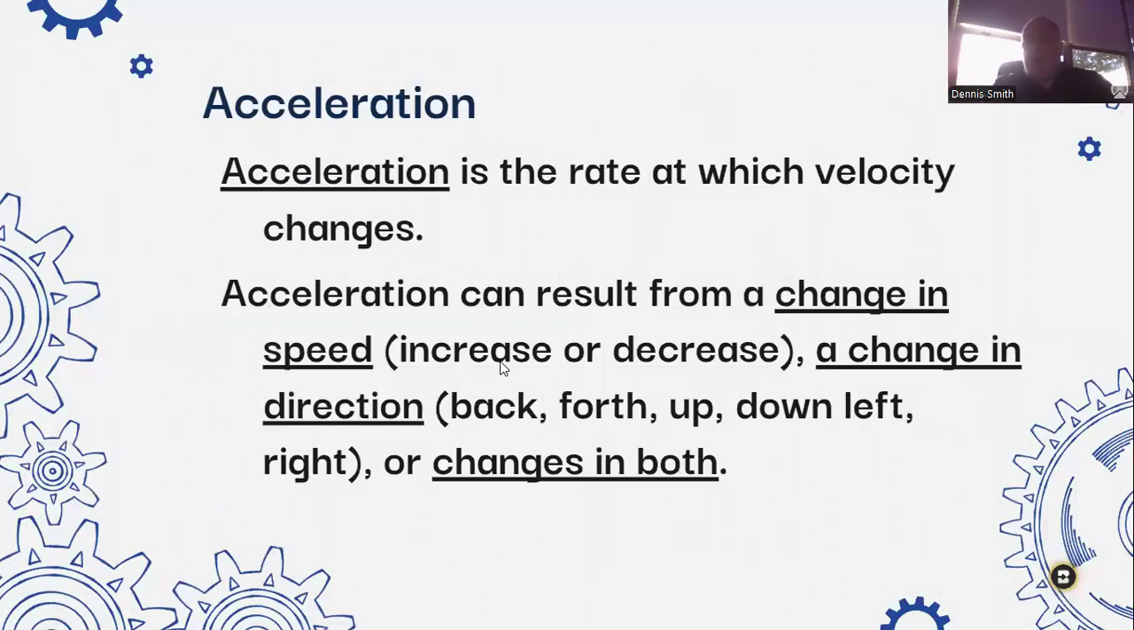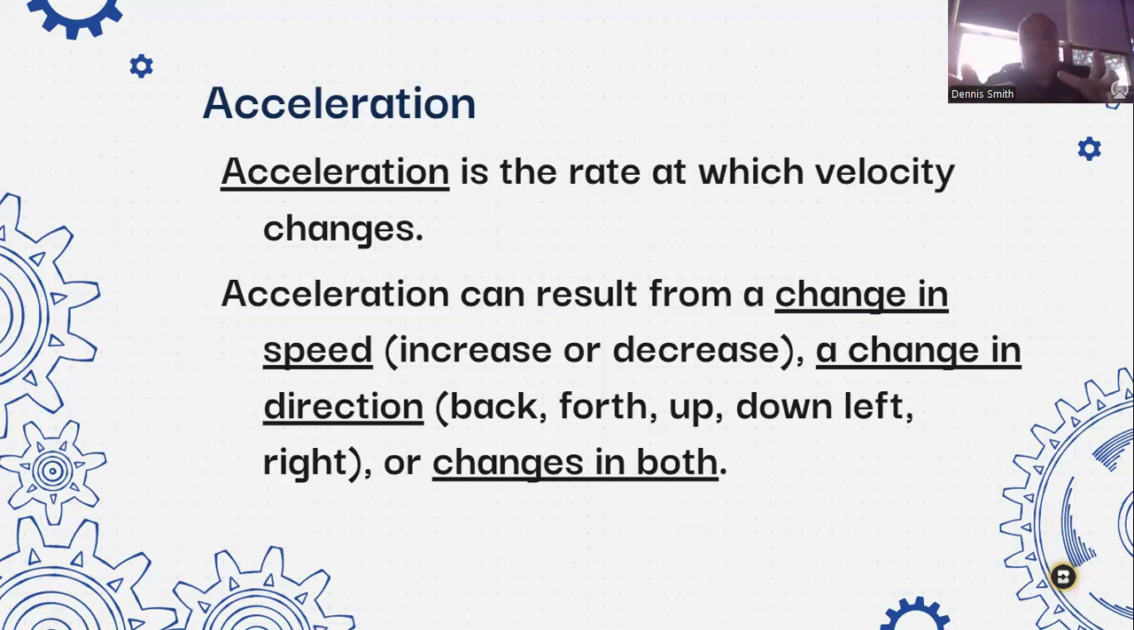So acceleration is the rate at which velocity changes. It can be the number that changes, it can be the direction that changes. So acceleration can result from a change in speed, either increasing or decreasing, a change in direction, either back, forth, up, down, left, right, doesn't matter, or both. It could be changes in both as well.